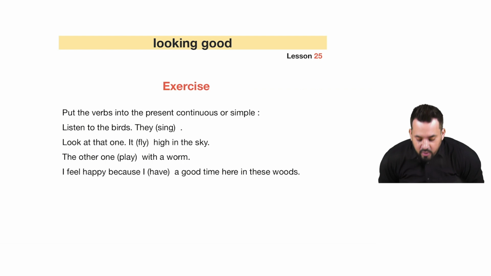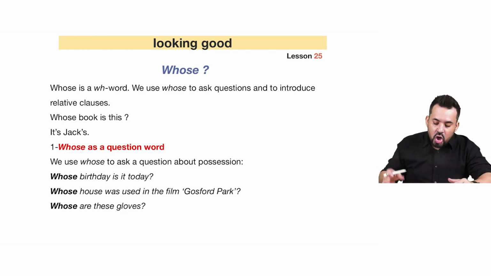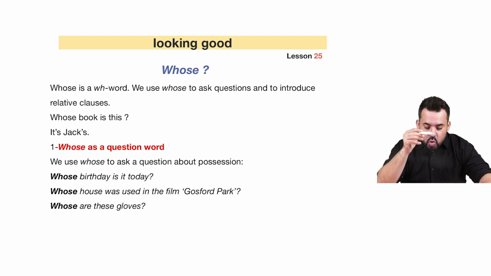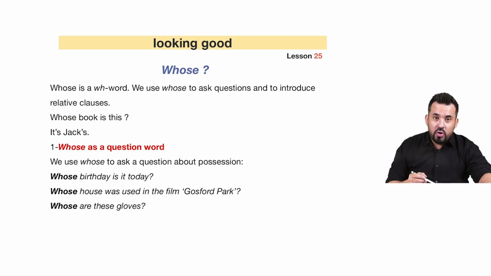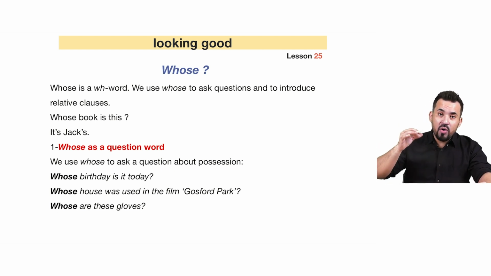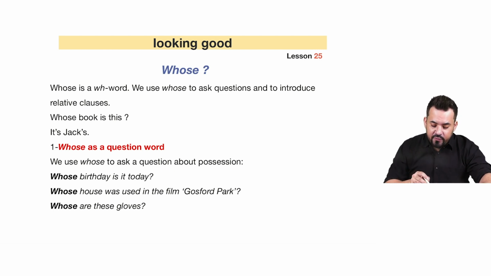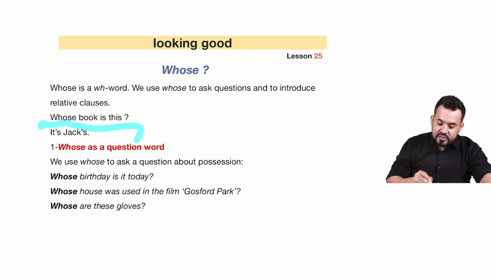All right, now let's take a look at whose. Now, whose is a question word. If the question starts with whose, that means I want to know who does it belong to, who owns it. Possession, I'm asking about the possession. Who owns it? Who does it belong to? Like for example, whose book is this? This is Emma's book.